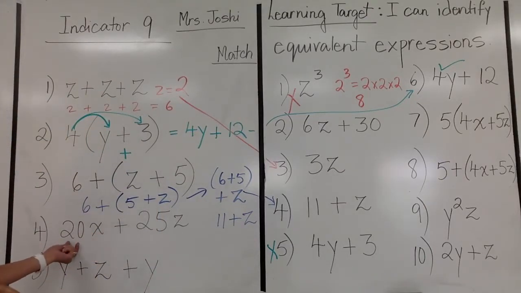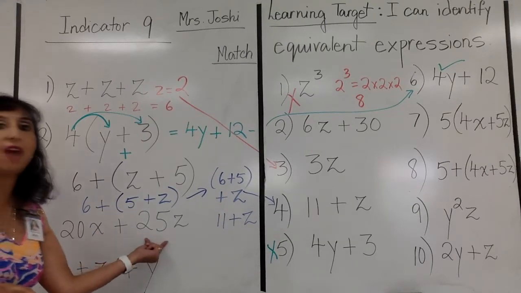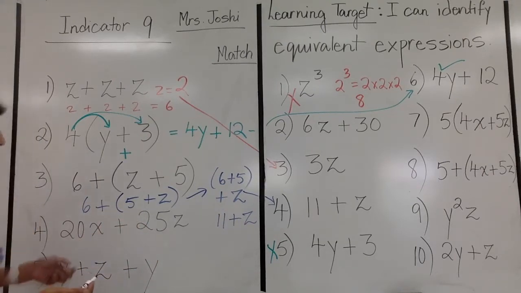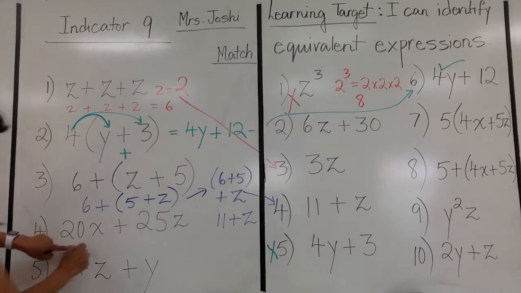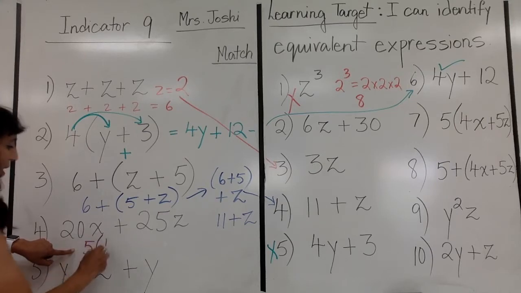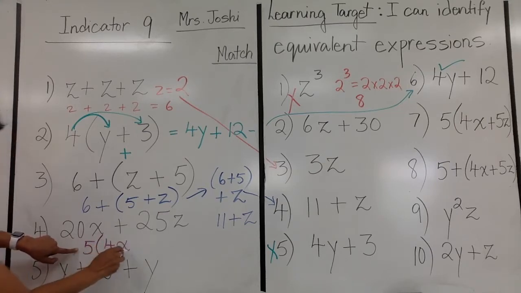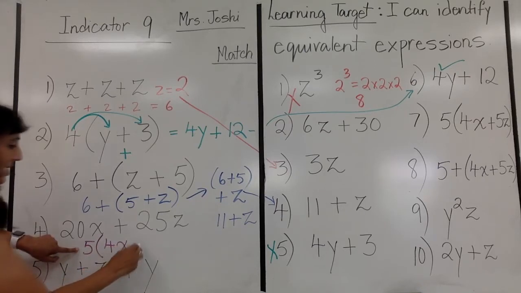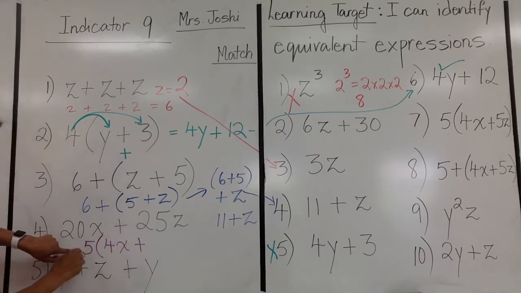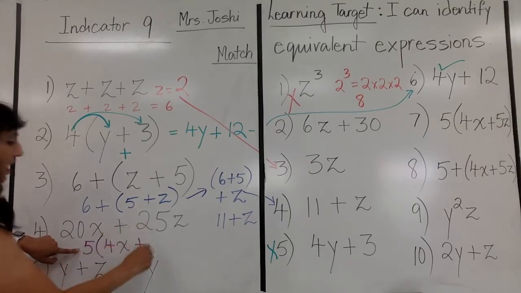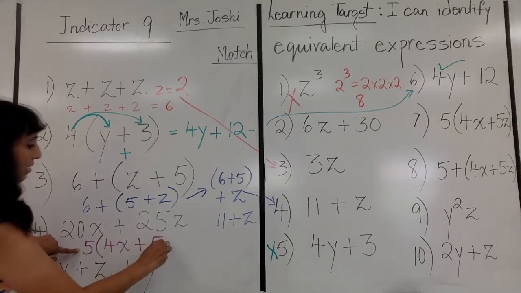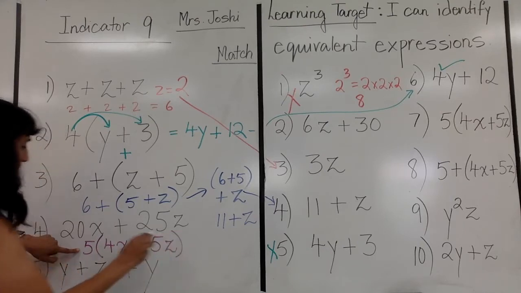If I look at 20 and 25 and do the greatest common factor, I know that I can get 5 over here, and 4 times 5 is 20, and then times x. This will give me 20x. Plus, if I have taken out 5 outside, I'm using the distributive property. 5 times 5 gives me 25, and then I have z.